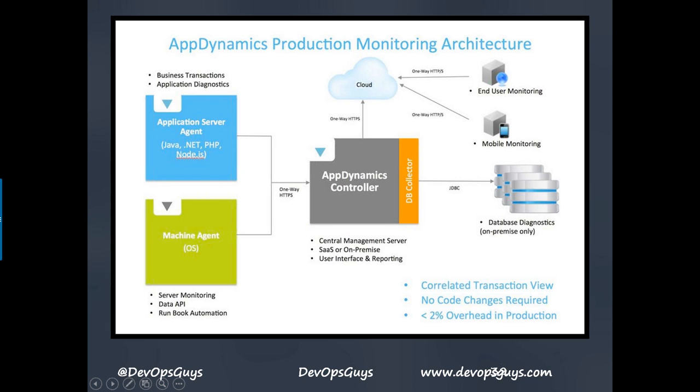That gets fired into a controller. One of the probably major distinctions of AppDynamics is that it gives you both a SaaS option and an on-premise option. Not all the other providers give you that option. You've got this user interface. You can go to a cloud portal, your AppDynamics controller.